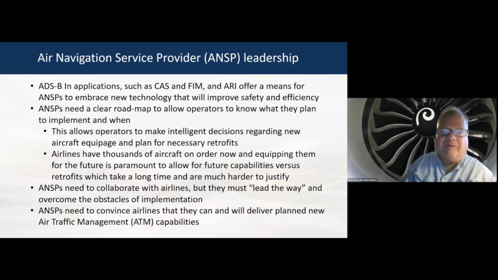And that's my pitch: we really need the air navigation service providers to collaborate with the airlines, but lead the way and really tell us when we need to implement things so that we can gain some of these efficiencies back.